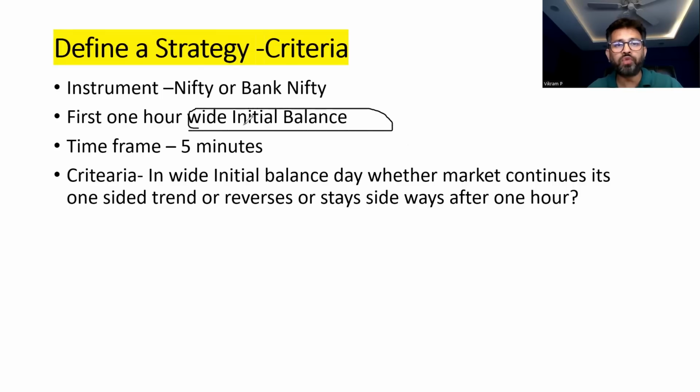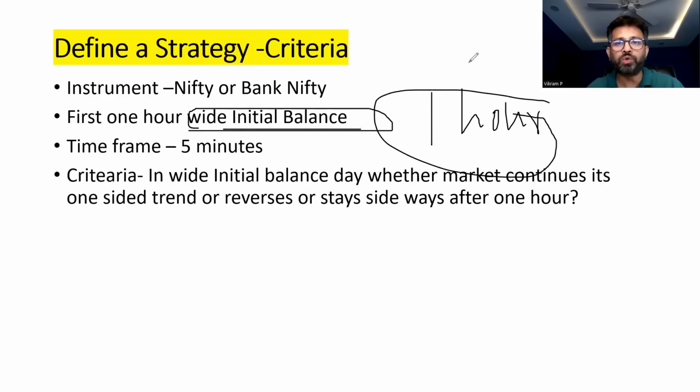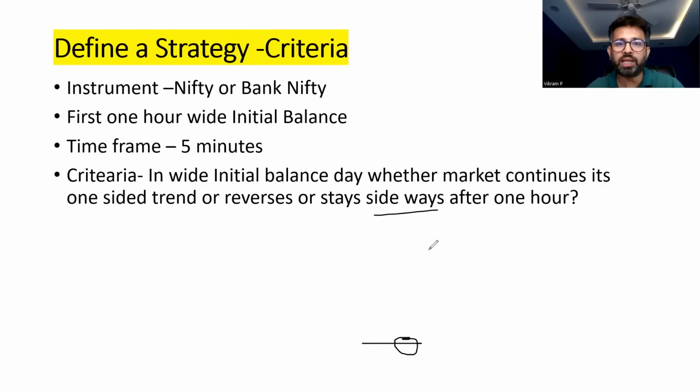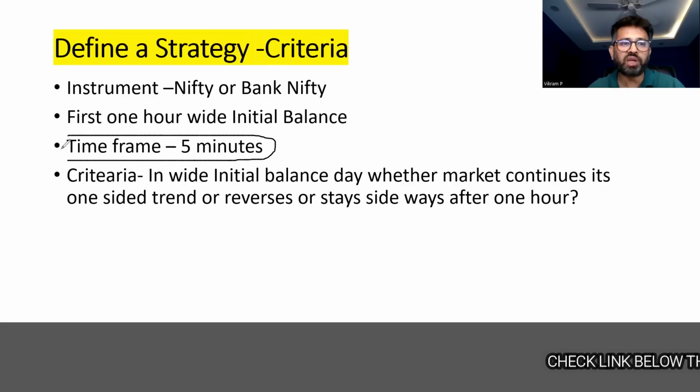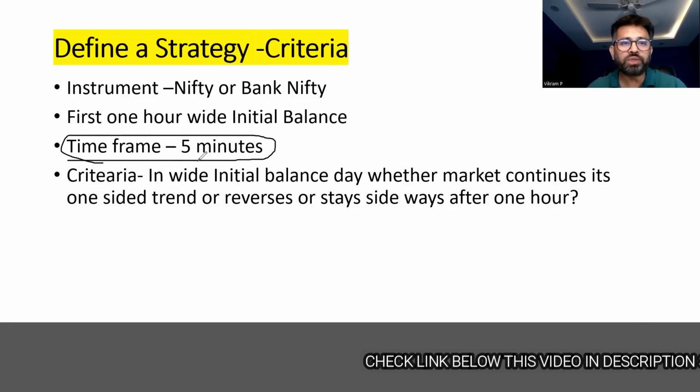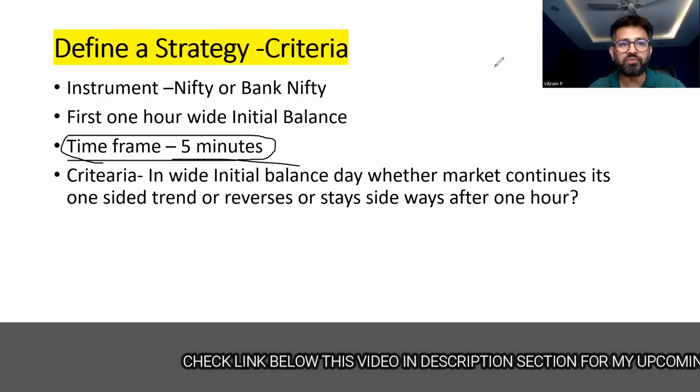I know most of you know what initial balance is. Initial balance means the first 1 hour of the day. That means the market opens at 9:15, so 9:15 to 10:15. Whenever it opens here and after 1 hour it goes till here, making a huge move, it is known as a wide initial balance. It can open here and by 10:15, after 1 hour, it made a huge move. That is also a wide initial balance. Next is time frame. You have to mention which time frame you are going to do the backtesting on. I have done backtesting on the 5 minute time frame.